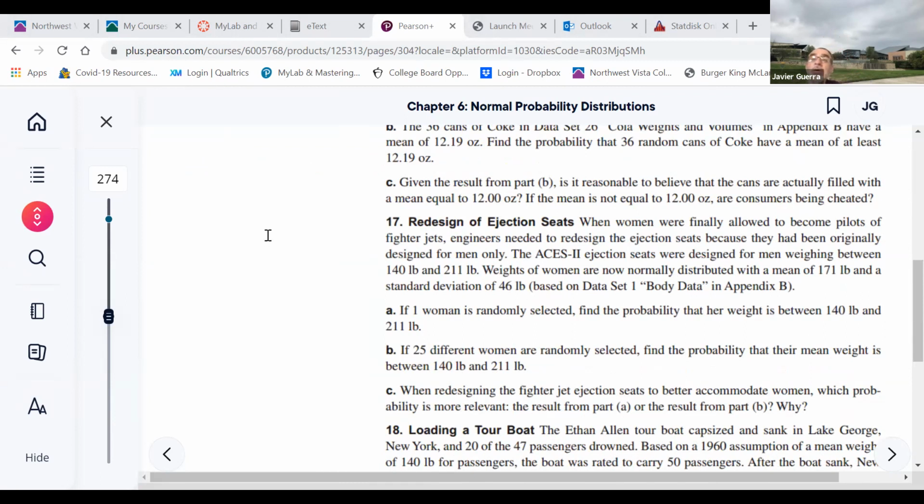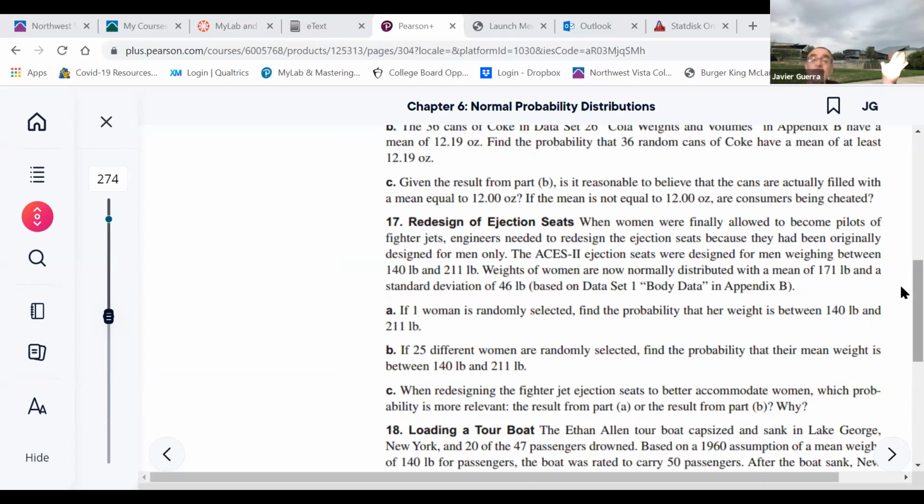when women were finally allowed to become pilots of fighter jets, engineers needed to redesign the ejection seats because they had been originally designed for men only. The ACES 2 ejection seats were designed for men weighing between 140 pounds and 211 pounds. Weights of women are now normally distributed with a mean of 171 pounds and a standard deviation of 46 pounds.